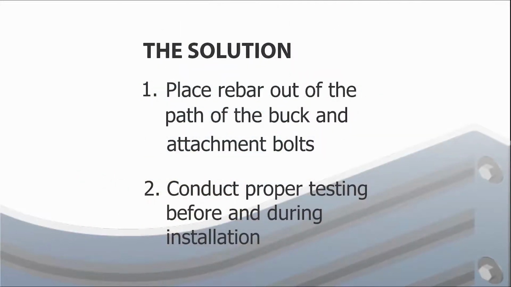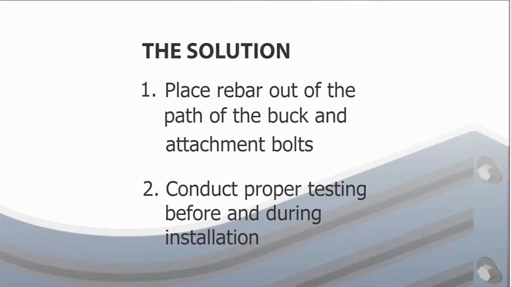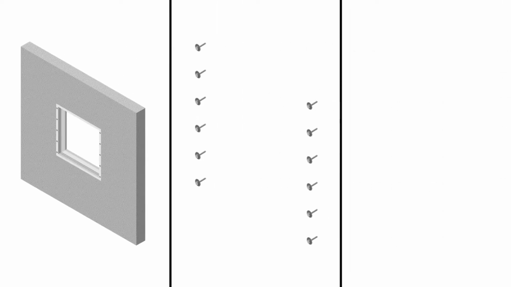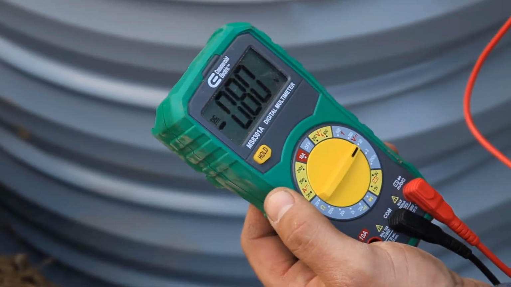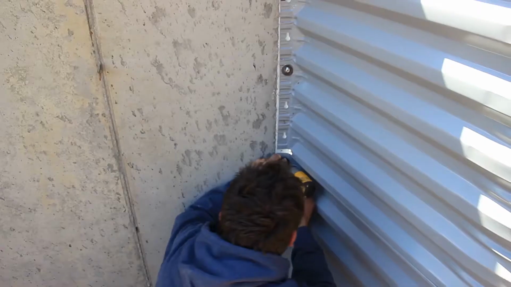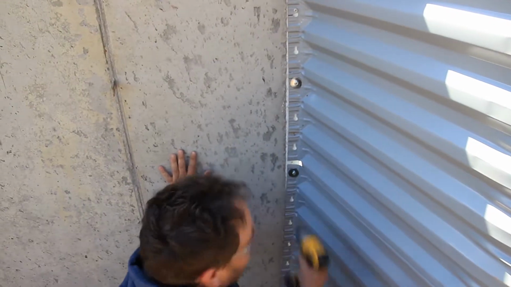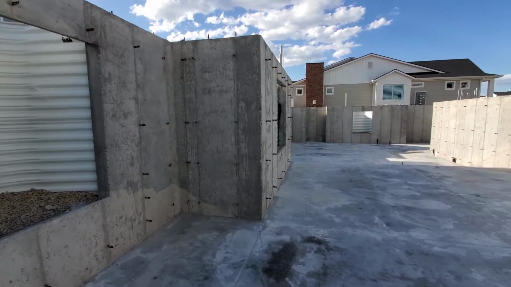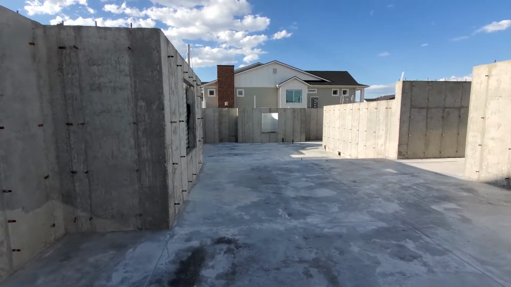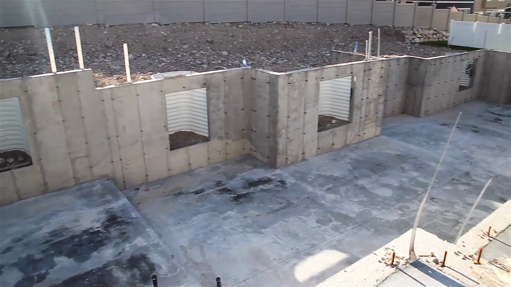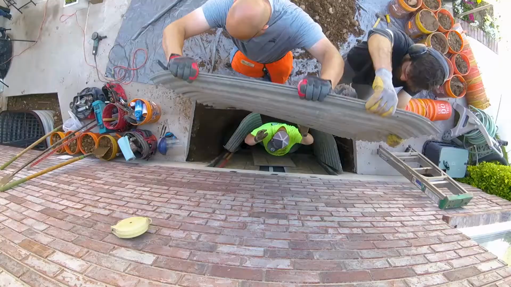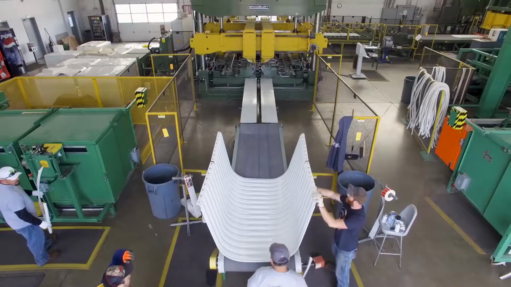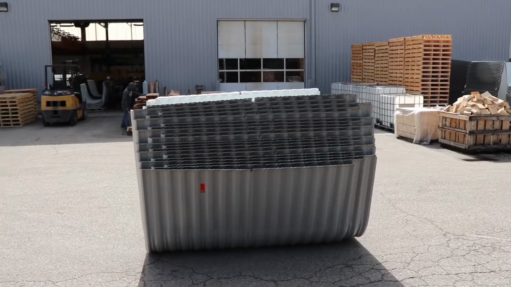And number 2, conduct proper testing before and during the installation process to make certain that the buck, attachment bolts, and area well are not in contact with the rebar. The great value of testing is that you will know as you are doing the installation if you have errantly connected to the rebar, and you can easily fix the problem right then. The further you advance in the installation process without testing, the greater your risk and expense for fixing the problem. Testing protects your investment of time and materials.